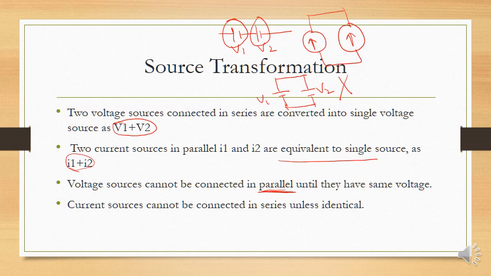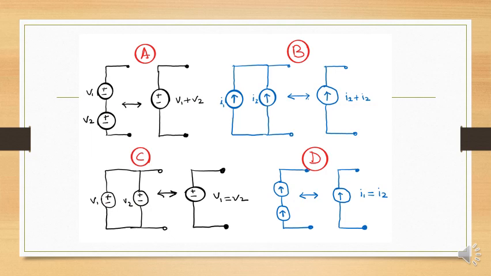Similarly, two current sources cannot be connected in series until they are identical. Why? Because in series we have identical current passing through whole circuit. Current cannot vary. Now, these are the points we have already discussed on our previous slide.